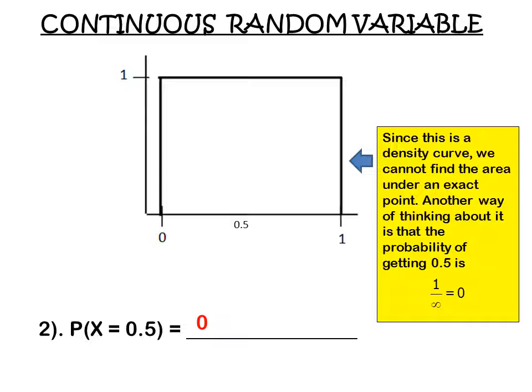Before, with discrete variables, we could look at the value at an exact point because the histogram showed each bar for each value. Since this is continuous, we cannot select one specific point.